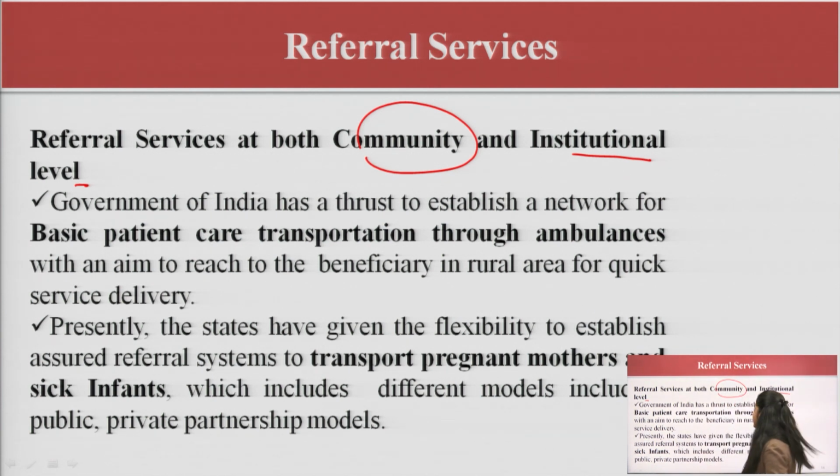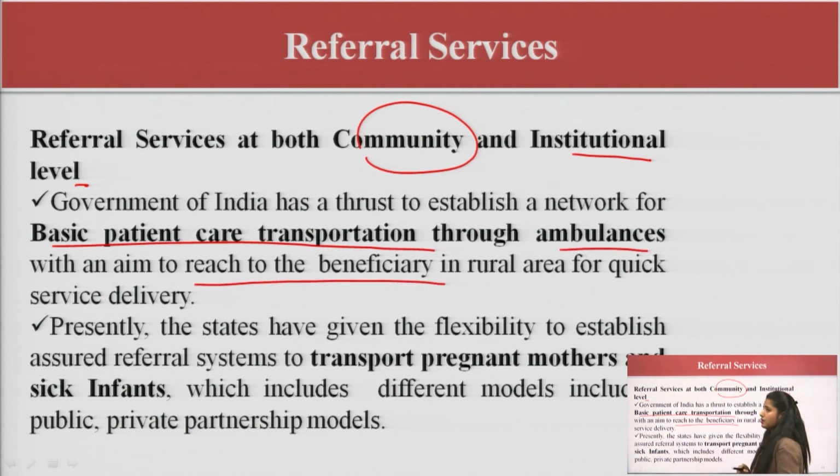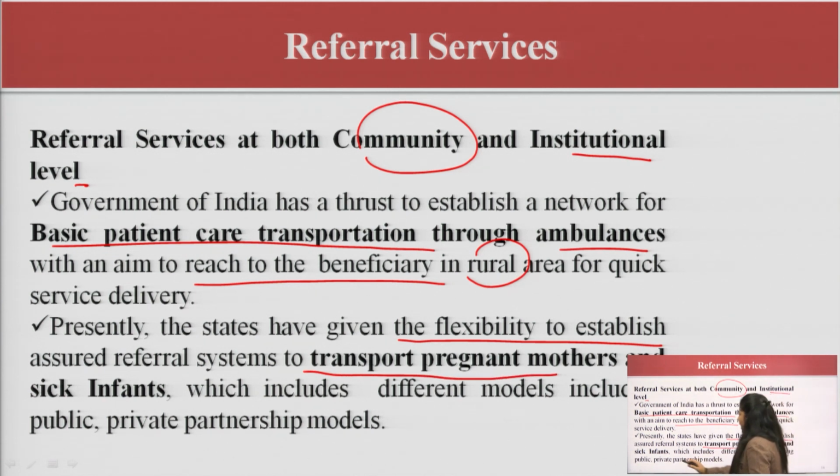So, see, the Government of India has a thrust to establish a network for basic patient care transportation. So, there should be a transportation facility, there should be ambulances, with the aim to reach the beneficiary. And who is the beneficiary? Of course, mother or child, in rural areas for quick service delivery, at the time of antenatal as well as postnatal. Presently, the states have been given the flexibility to establish assured referral systems to transport pregnant mothers and sick infants. Infants here means up to 1 year of age. If they are sick, we have the facility to provide transportation to sick infants as well.